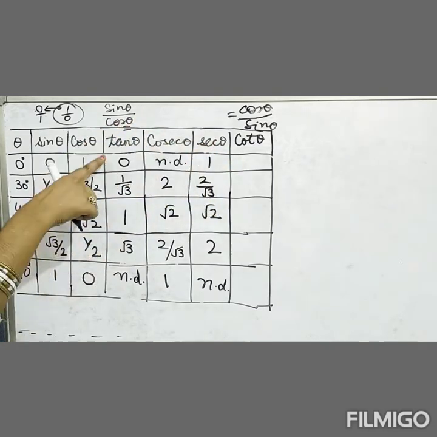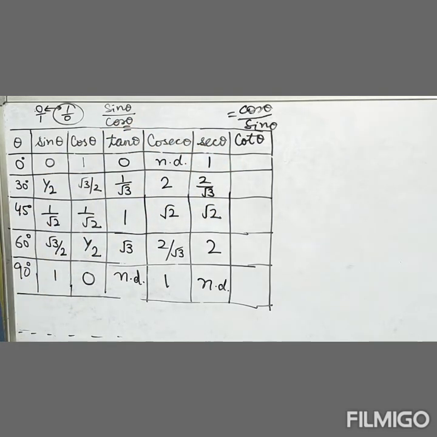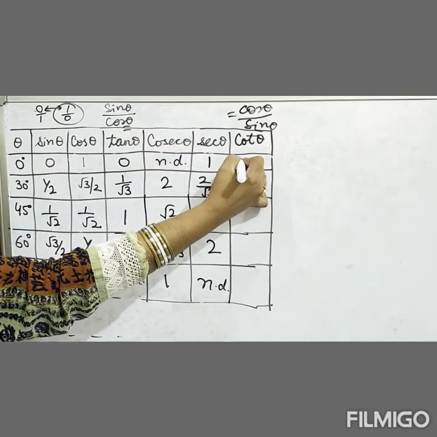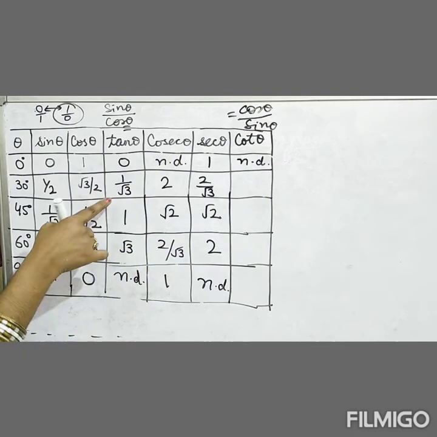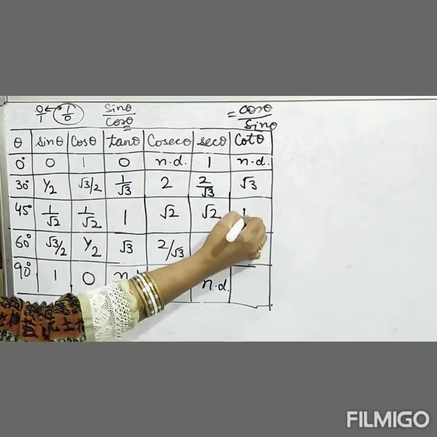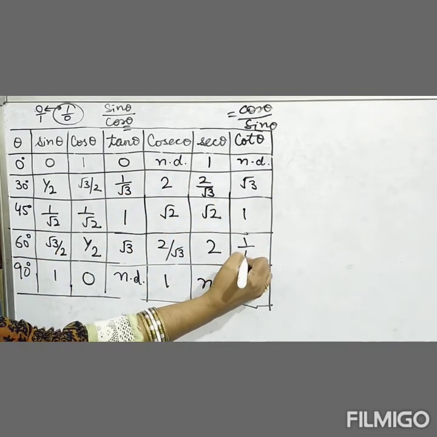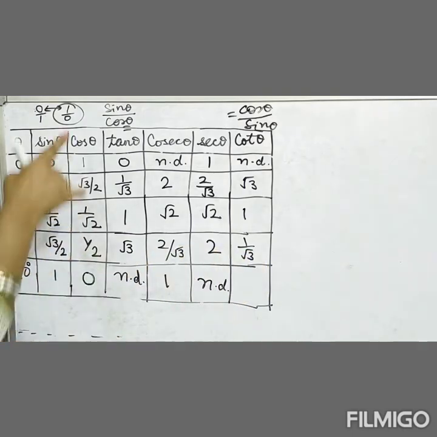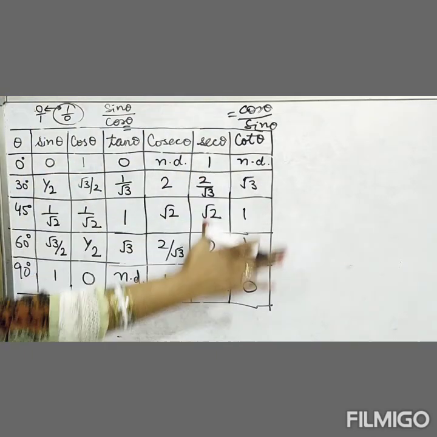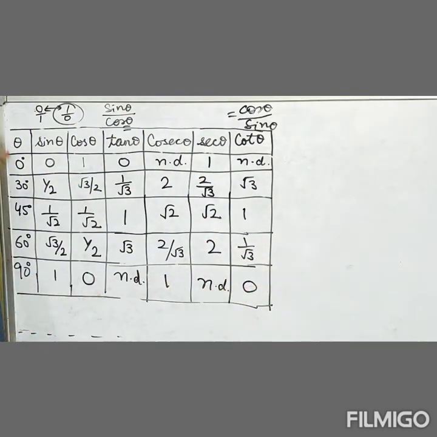Cot theta is reciprocal of tan theta. We have already discussed this. So if it is 0, it should be 1 by 0. That means not defined. Reciprocal of this is root 3, 1, 1 by root 3, and the reciprocal of not defined is 0. Okay, so this is all about the table.